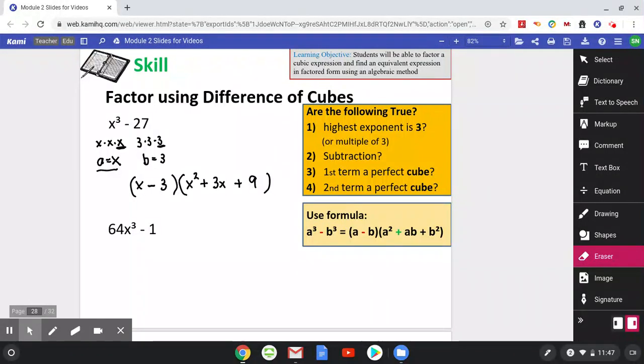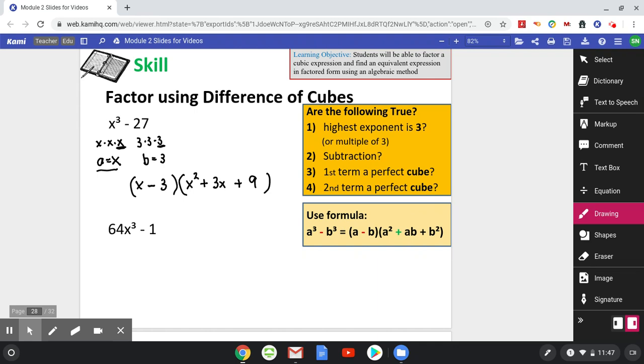Hello, this video is part 2 of factoring cubic expressions using the difference of cubes. Difference meaning we are subtracting. And we will be using the formula for the bottom problem, and before we can use the formula we have to make sure that the 4 steps in the orange box are true.